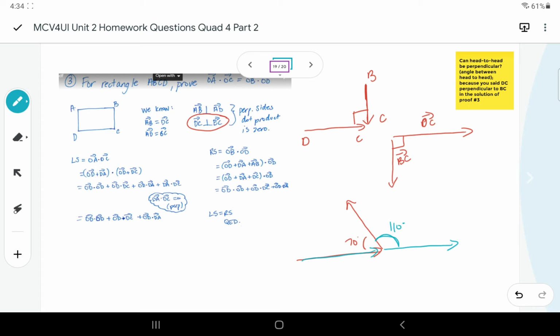So it's only the case that you can do that if it's actually perpendicular, because then the 90 and 90 would be the same when you put them head to tail or tail to tail. Does that answer what that one was asking?